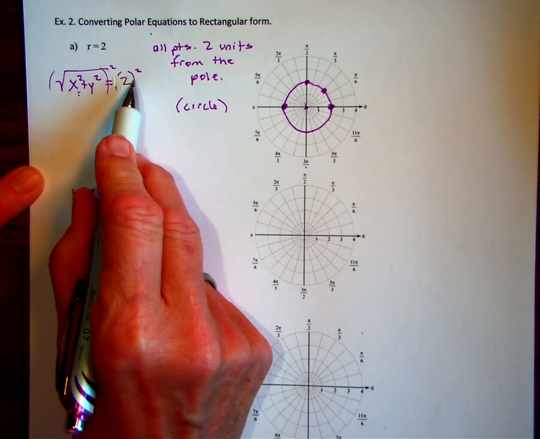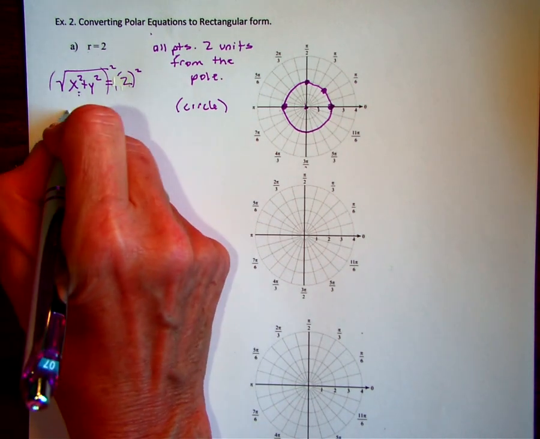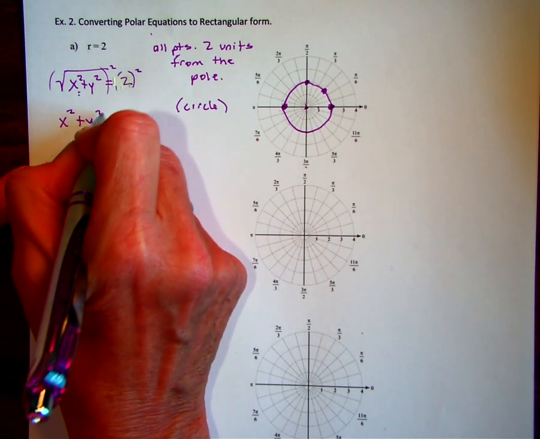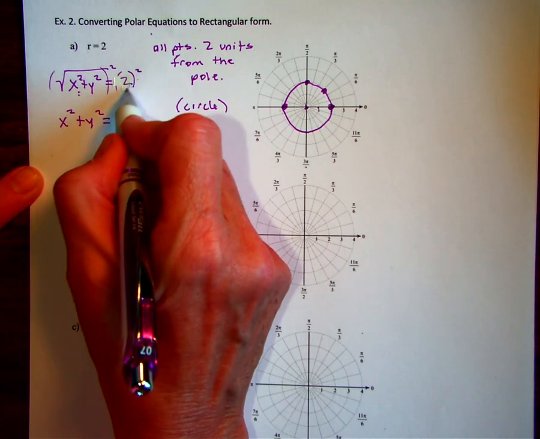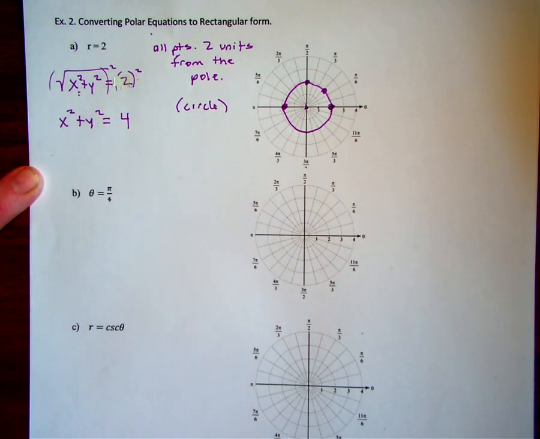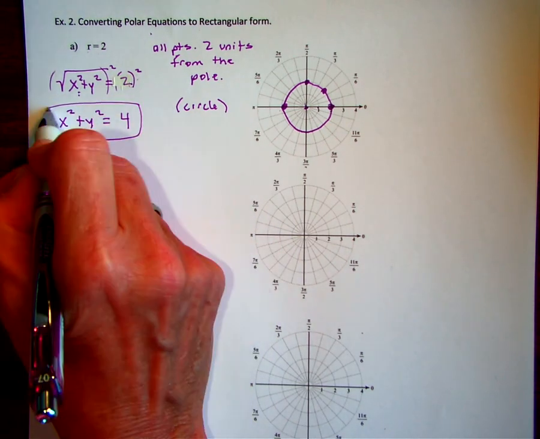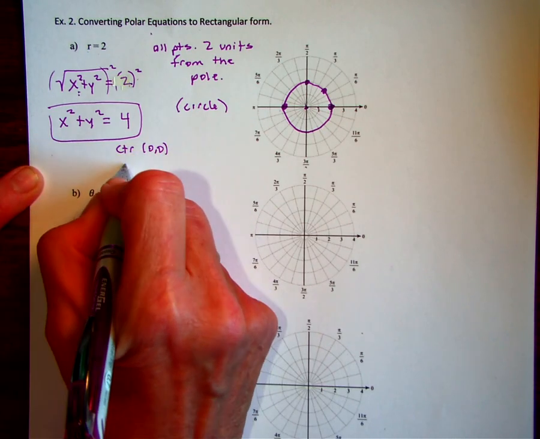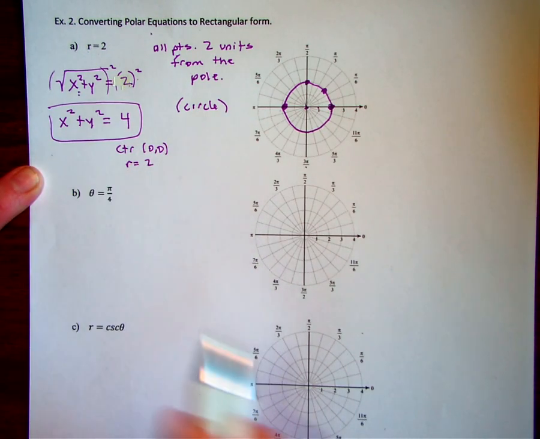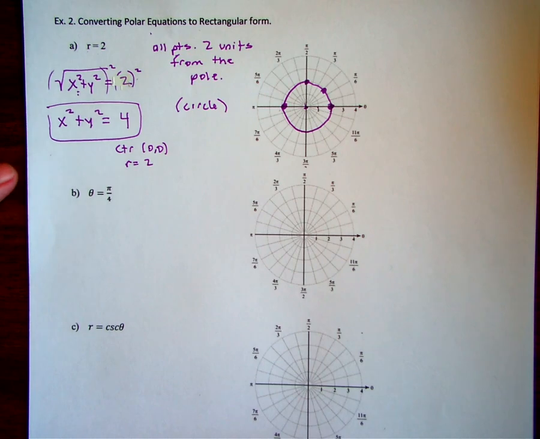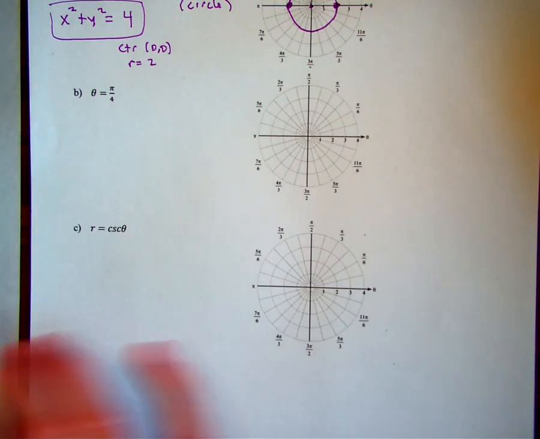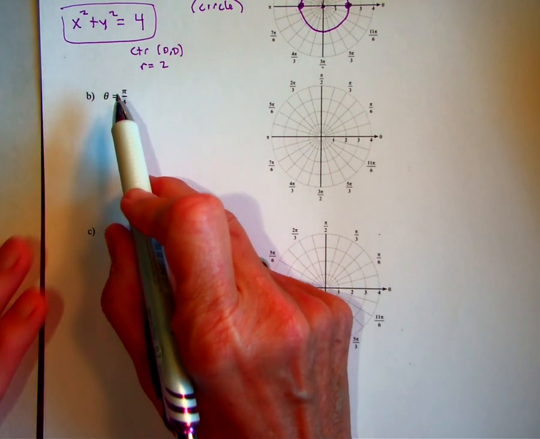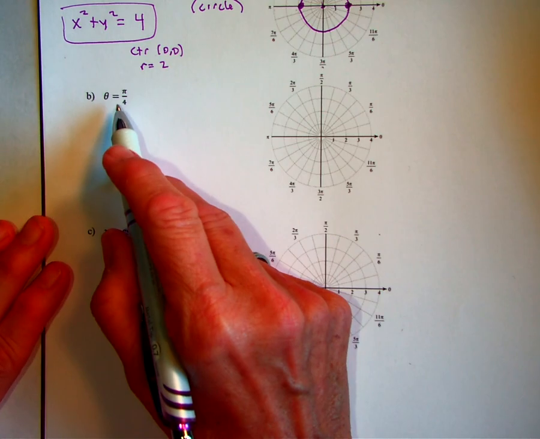So square both sides, and I get x squared plus y squared does equal r squared, but in our case it is 4. And so there's the equation of a circle. The center is 0, 0, and the radius is 2, the square root of 4. Okay. All right, what if now the angle is set? The angle is pi over 4.